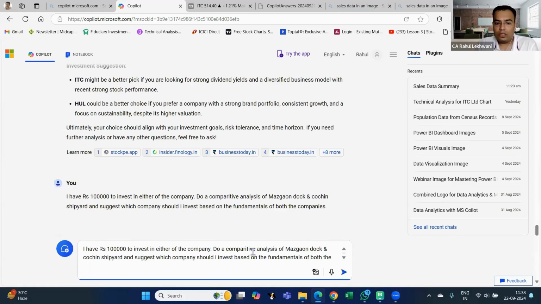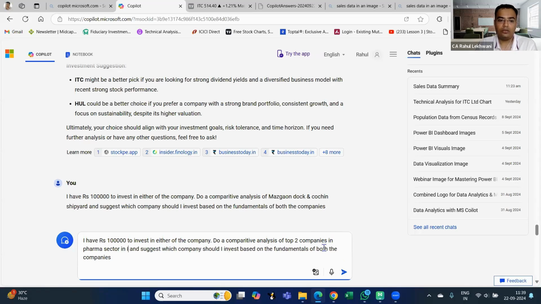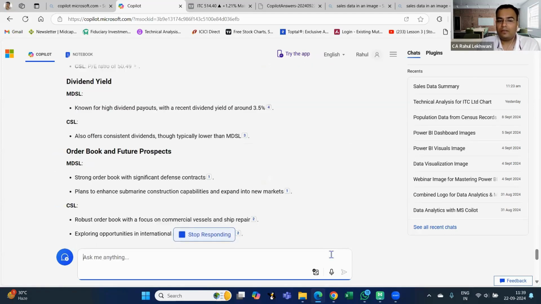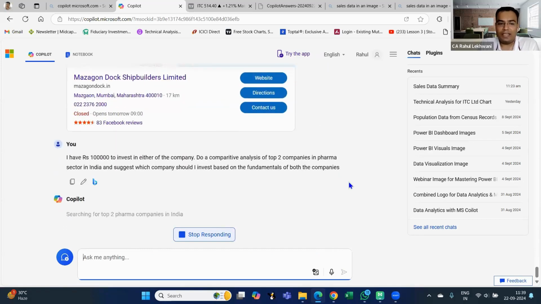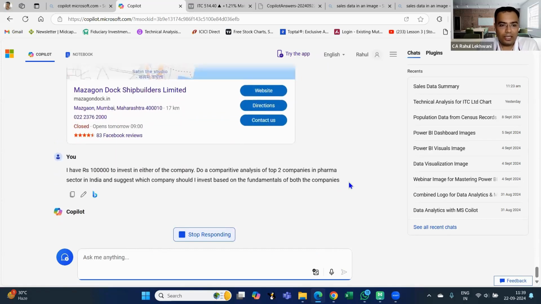So I have 1 lakh to invest. Do a comparative analysis of, instead of writing the name, the top two companies in the pharma sector in India. You have to mention that, because otherwise it will go all across the world. Okay, and suggest which company I should invest in based on the fundamentals. Okay, so Dr. Reddy is one of the companies that should come.